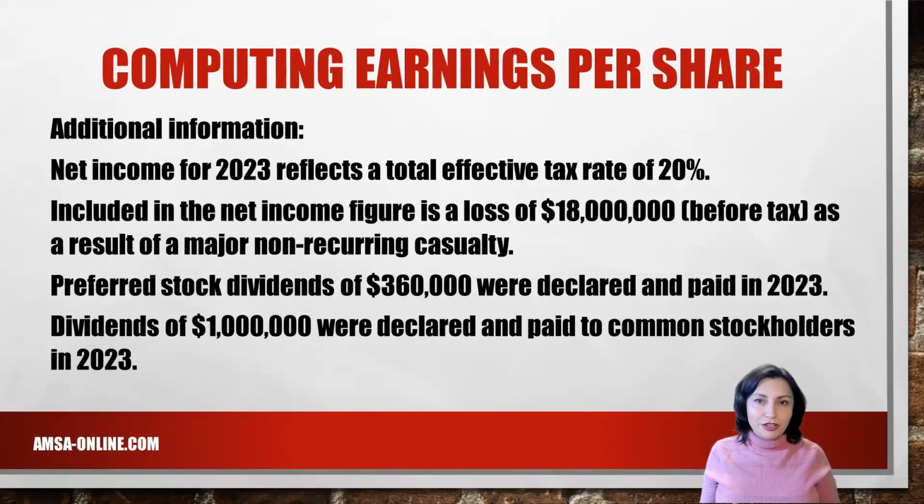The following additional information is available. Net income for 2023 reflects a total effective tax rate of 20%. Included in the net income figure is a loss of $18 million before tax as a result of a non-recurring major casualty. Preferred stock dividends of $360,000 were declared and paid in 2023. Dividends of $1 million were declared and paid to common stockholders in 2023.